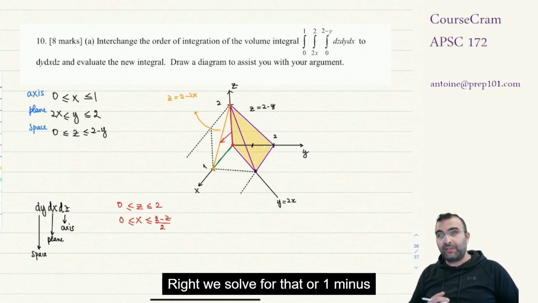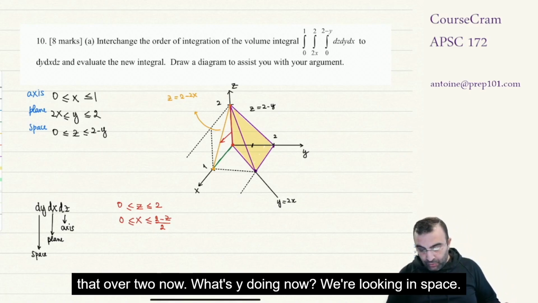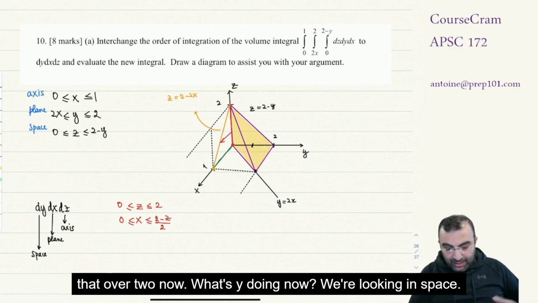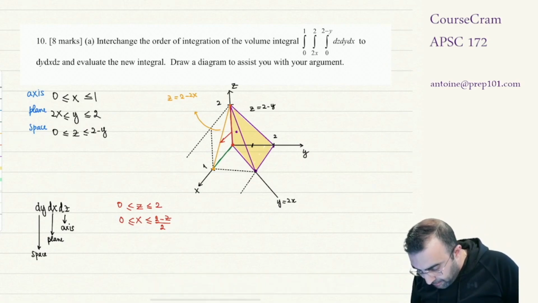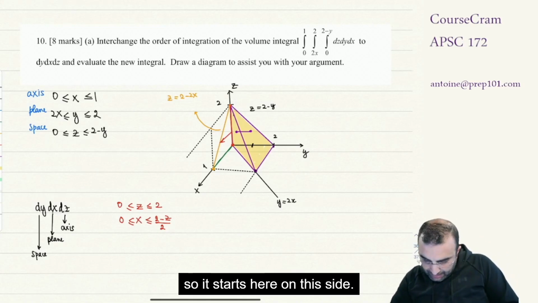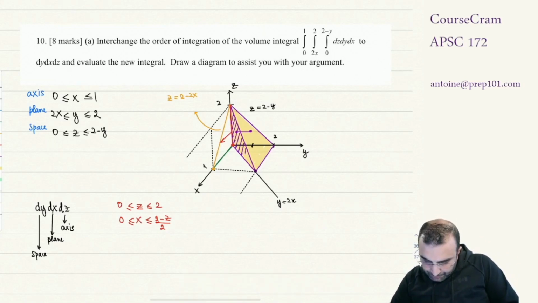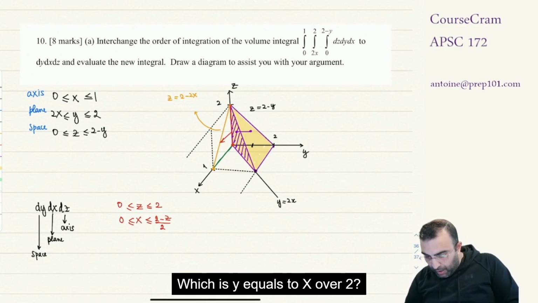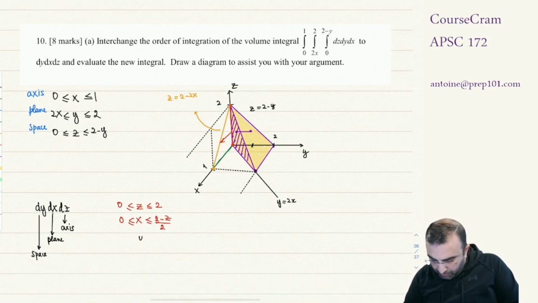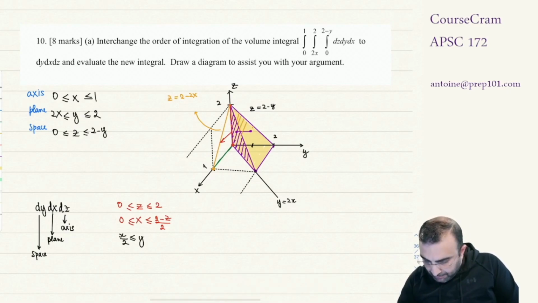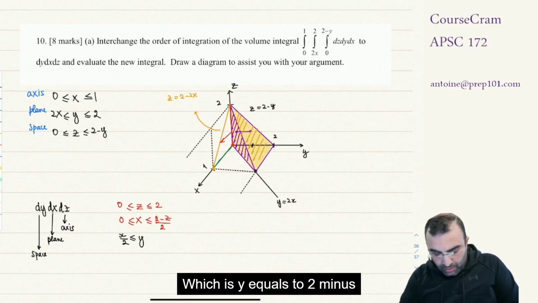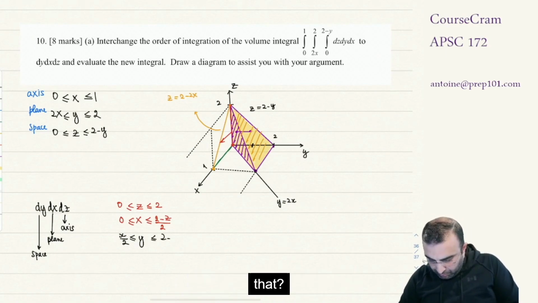Right, we solve for z, or 1 minus z over 2. Now what's y doing? Now we're looking in space. What's y doing? Y starts from here to here. So it starts here on this side, which is y equals x over 2, and it goes to this side, which is y equals 2 minus z.